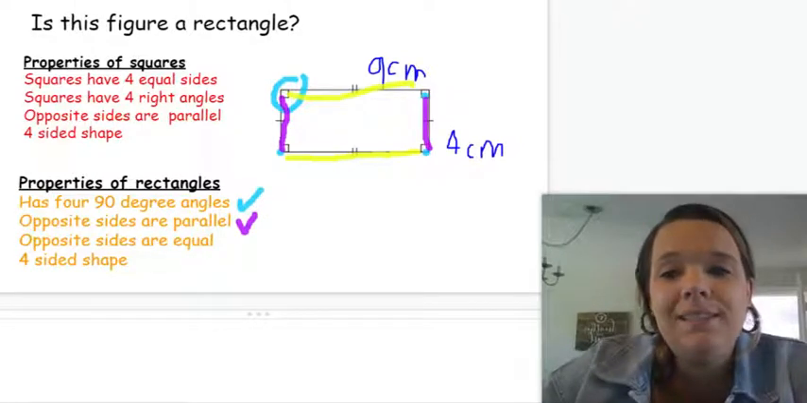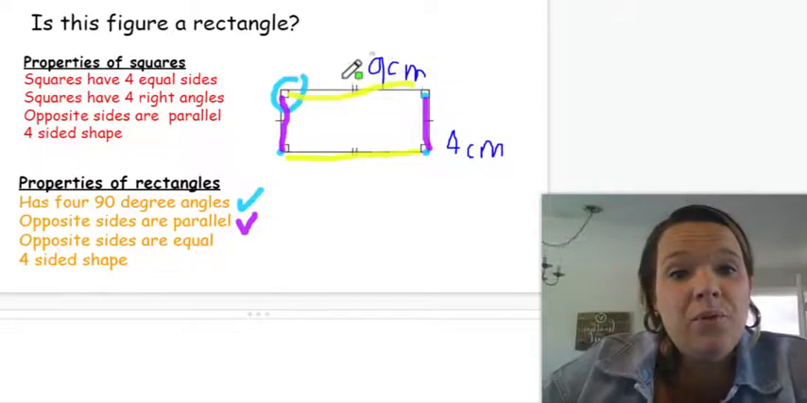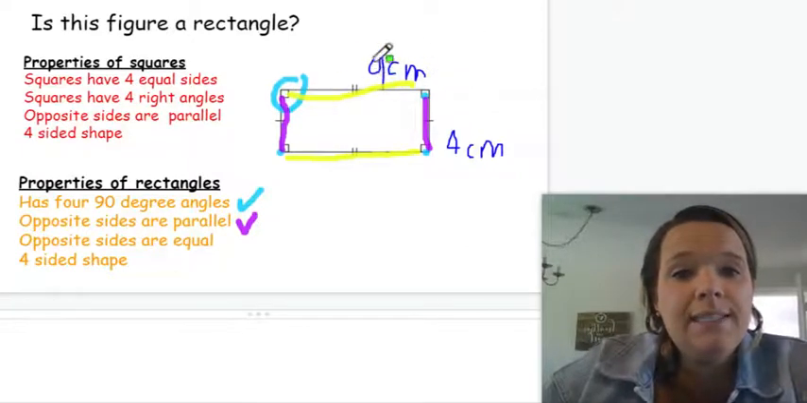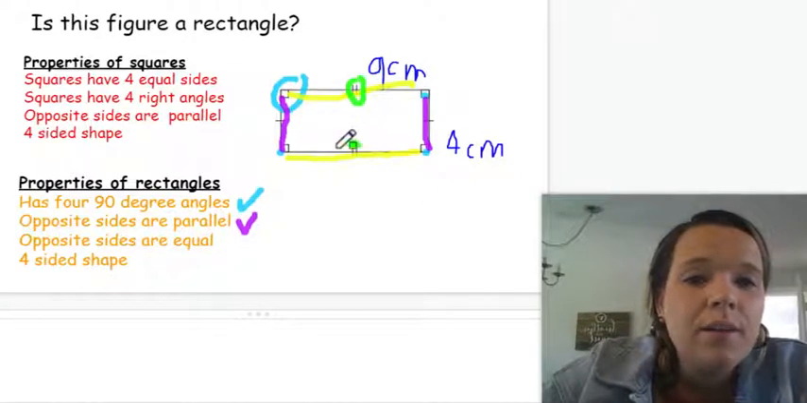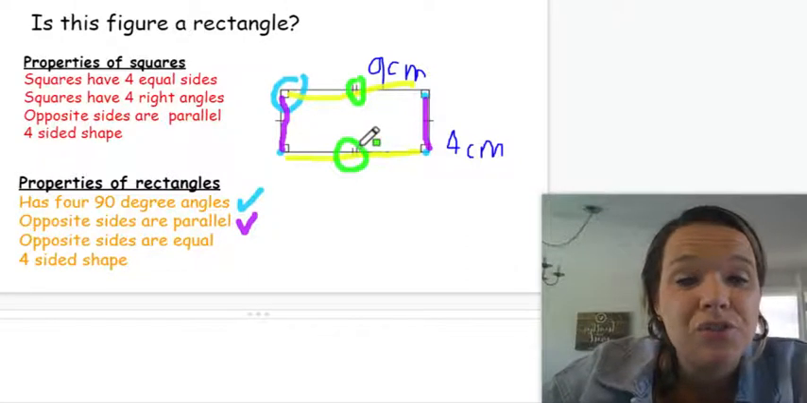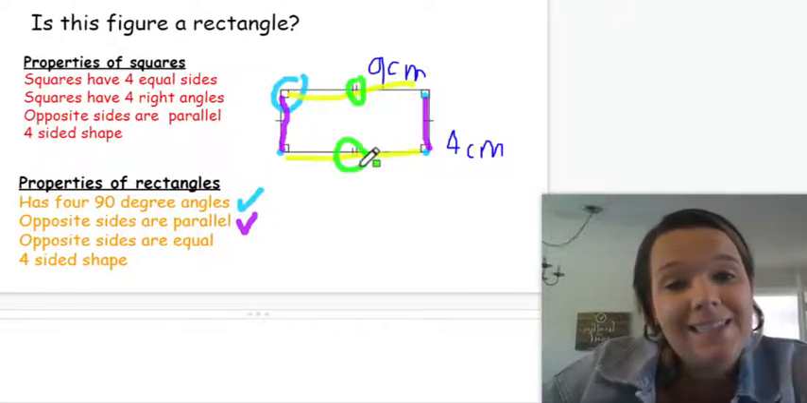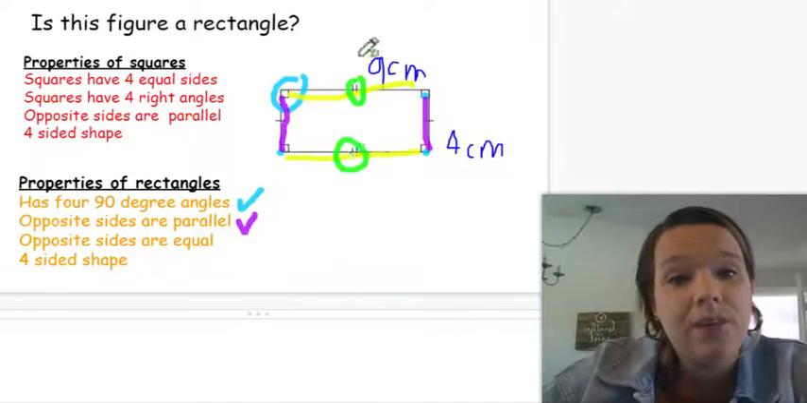Now, opposite sides are equal. This is where it can get a little tricky. Fortunately, here we've put in some measurements. So we can see that this horizontal side is 9 centimeters. We also see 2 tick marks here, which I'm going to go over in green. And we see 2 tick marks down here. That tells us that those two sides are equal. So if this is 9 centimeters, this is 9 centimeters. So these opposite sides are equal.